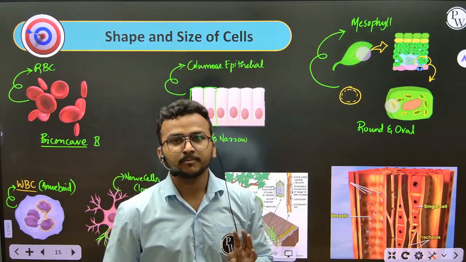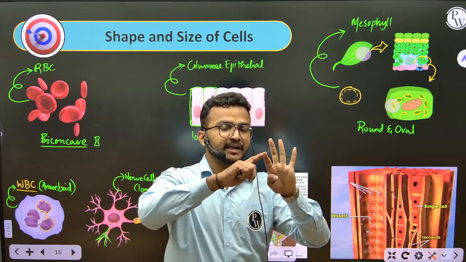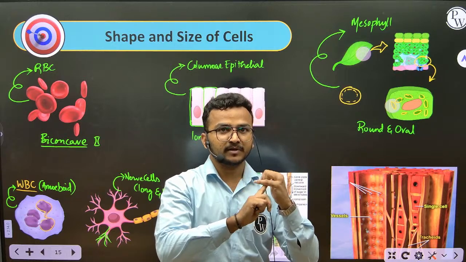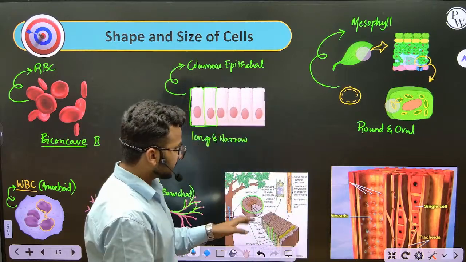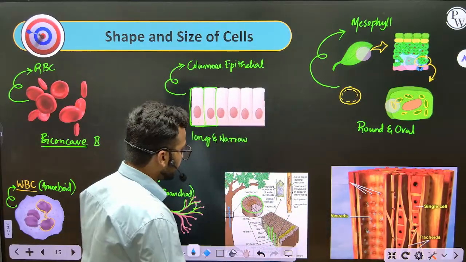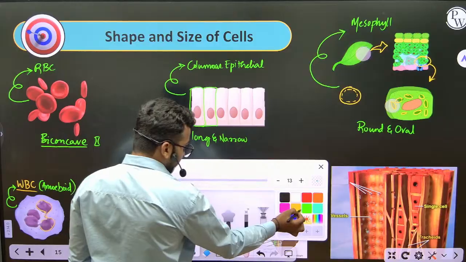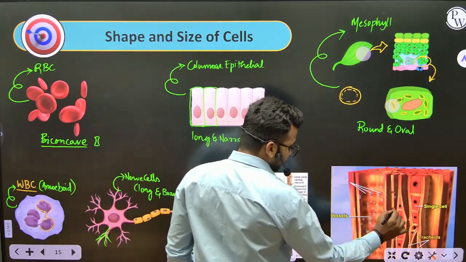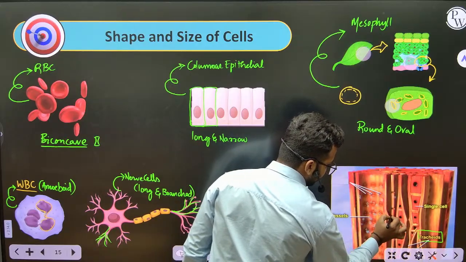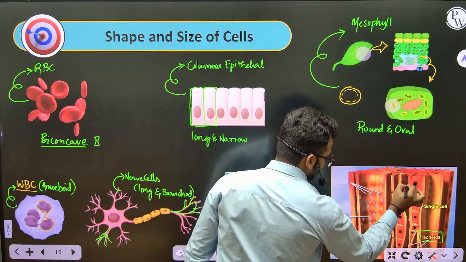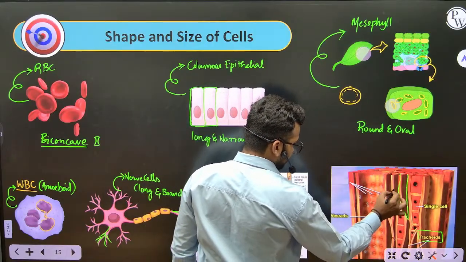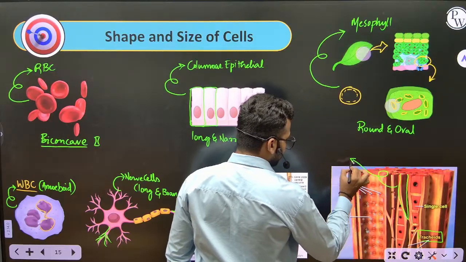Xylem is made up of four elements: tracheids, vessels, xylem parenchyma, and xylem sclerenchyma or xylem fibers. Here it has tracheids. What we are going to discuss now is the shape of the tracheids. Like this, these are the tracheids.